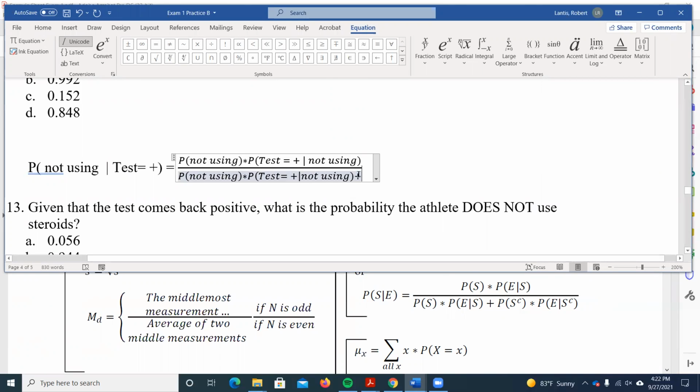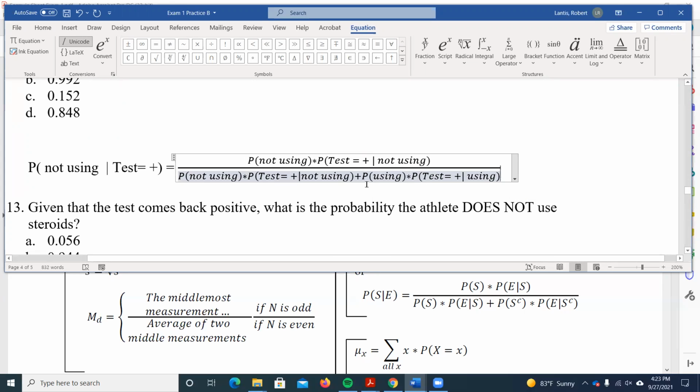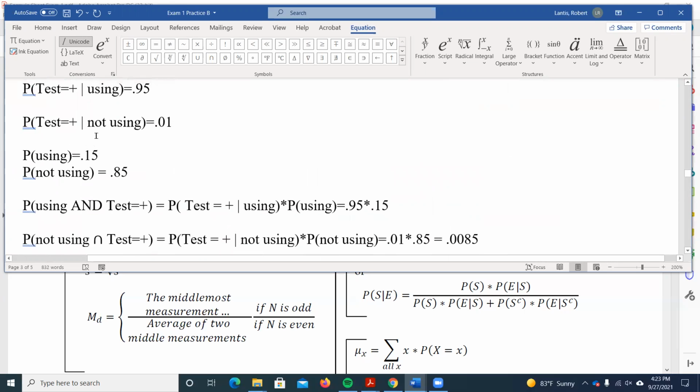So if S was that they're not using, what would S complement be here? Yeah, that they are using. Multiply that by the probability of E. My E was that the test came back positive, given S complement, which we just said was that the individual is using. Okay. Now, once I have it written out in the context of my example, it's just a matter of going up here and grabbing these probabilities I was given and plugging them in.